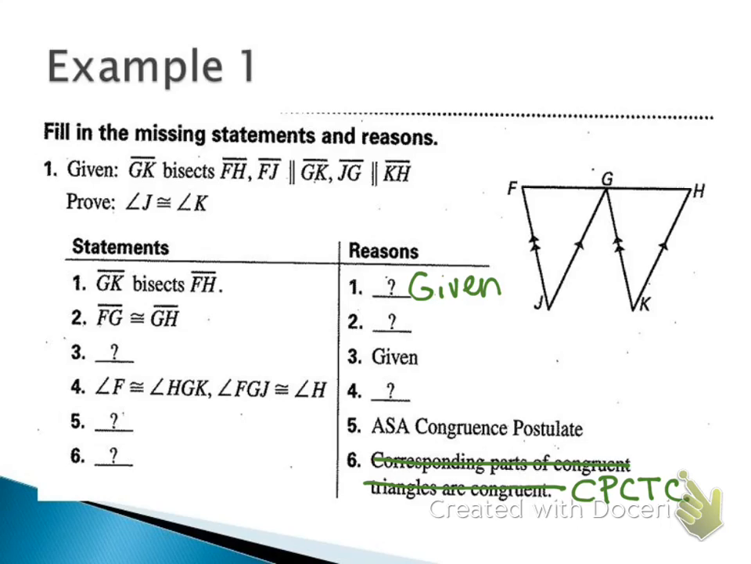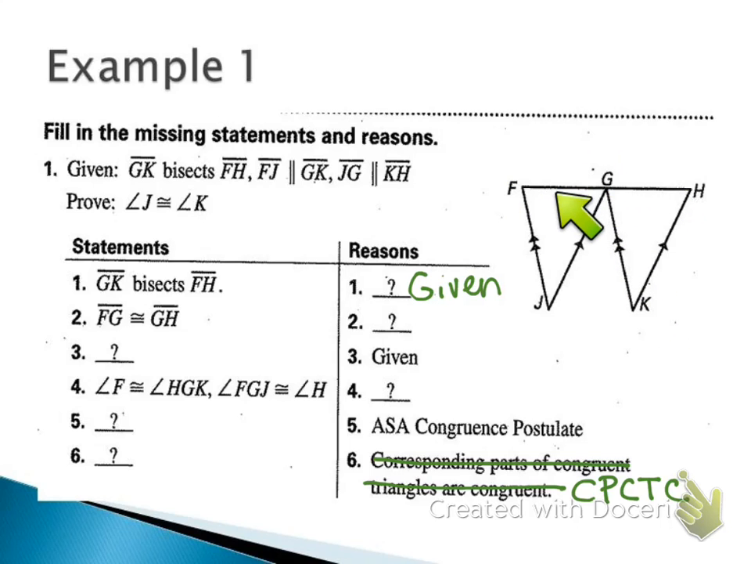Okay, so we already did step 1. That information was given to us. So I know that we have a bisector because it was given. The next step talks about 2 segments that are congruent. That's typically how a bisector works. So if we have a bisector here, this segment is bisecting this one.